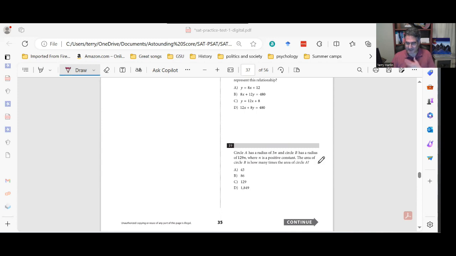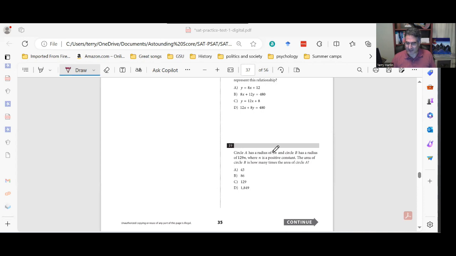Now I always start with reading the question first. The area of circle B is how many times the area of circle A? Now I look for, is there a formula here? There's not one. So I look at my answer choices next, and I'm seeing two-digit numbers for answers A and B, a three-digit number, and a four-digit number for answer D. So this is going to be interesting.